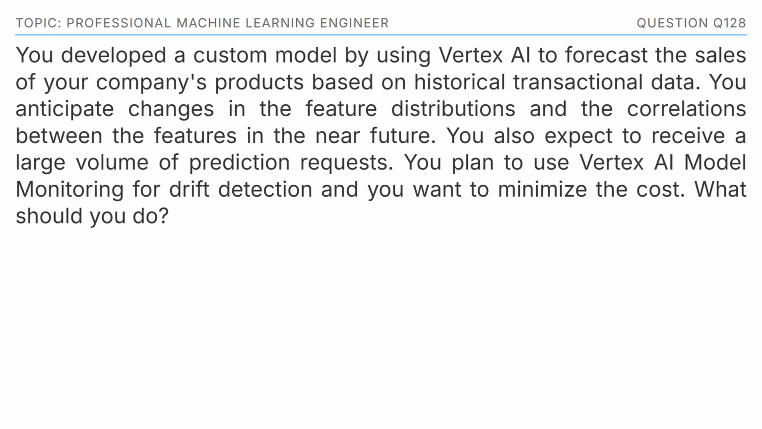You developed a custom model by using Vertex AI to forecast the sales of your company's products based on historical transactional data. You anticipate changes in the feature distributions and the correlations between the features in the near future. You also expect to receive a large volume of prediction requests. You plan to use Vertex AI model monitoring for drift detection and you want to minimize the cost. What should you do?